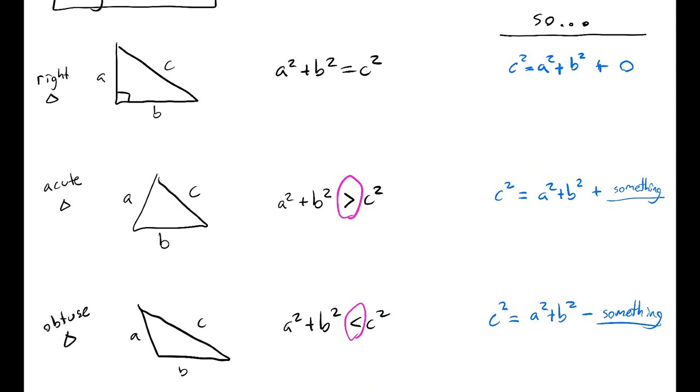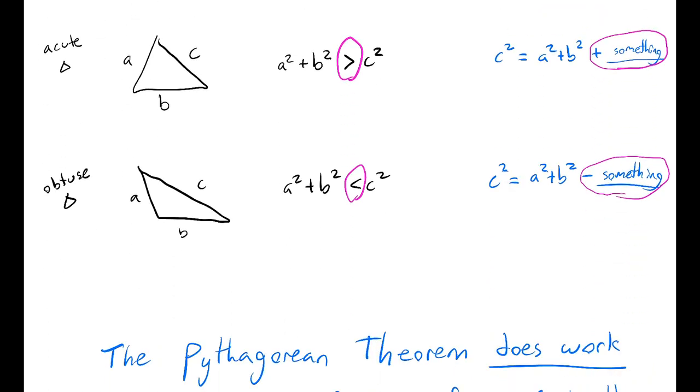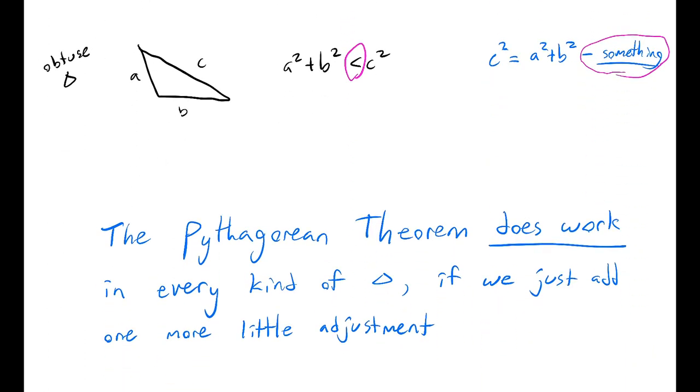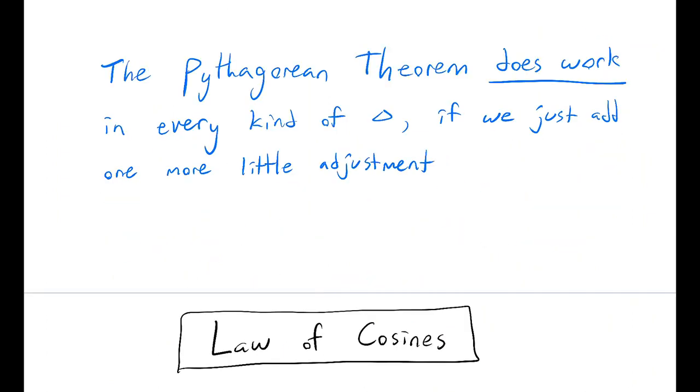But mathematicians said, well, wait a second. In acute triangles, a squared plus b squared plus some extra value is equal to c squared. And in obtuse triangles, it's a squared plus b squared minus some extra value. So if only we could numerically find that value, we could use the Pythagorean theorem in acute and obtuse triangles. There's just some extra value that we didn't yet know. And that's what the law of cosines is. So really, the Pythagorean theorem does work in every single triangle if we just add that one more term to the equation, that one more little adjustment, okay?